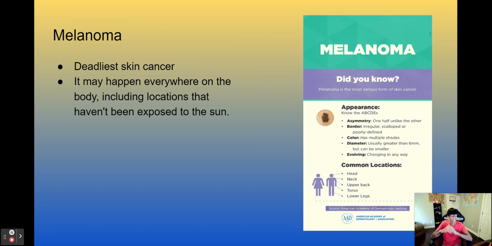Next up, melanoma. This is the deadliest skin cancer, and it has the highest death rate by a unanimous amount. It may happen everywhere on the body, including locations that haven't even been exposed to the sun. They frequently develop in regions of the skin that have had occasional and severe sun exposure, but it is not uncommon for it to be found anywhere on the body, like the torso, head, neck, upper back, and lower legs.